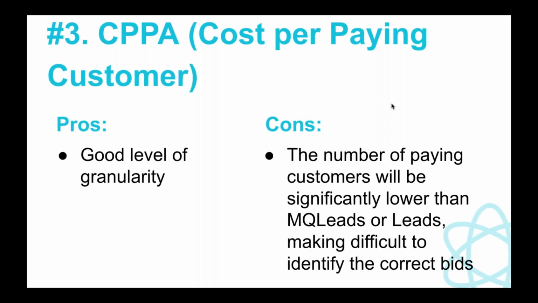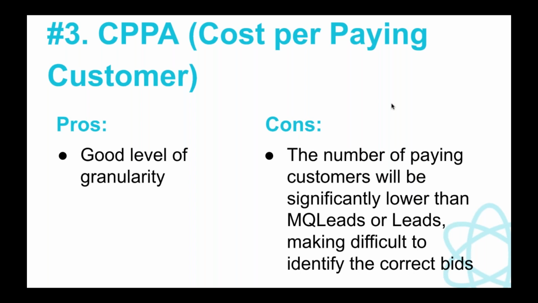Now, the problem with this approach, so obviously this approach is very, very effective because we're optimizing for actual money in the bank, really. But the problem with that approach is the fact that the number of paying customers will be significantly lower than the number of marketing qualified leads or the number of leads. So probably back to the credit card application, we will have 100 leads and 50 marketing qualified leads, but then, I don't know, 10 actual paying customers, right?